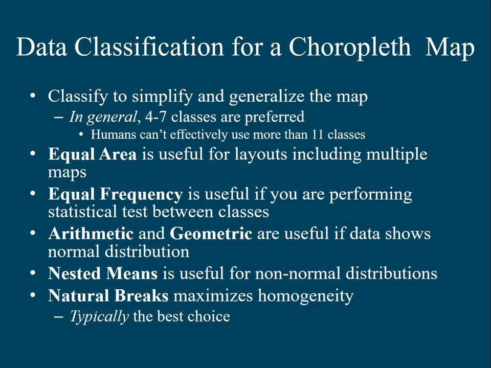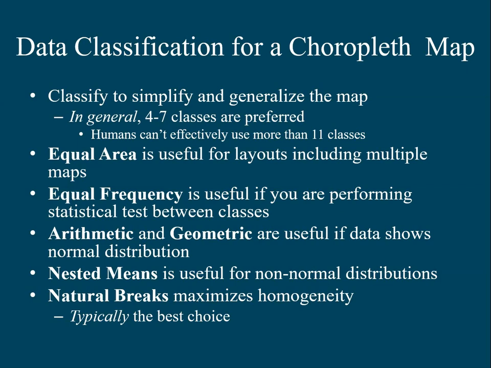Equal area is going to be useful for our choropleth maps or layouts that are going to be including multiple maps. So if we're going to be doing several different maps or a map series or showing different states, different areas, equal area is going to be best because it's going to preserve that area. Right, equal frequency is going to be useful if you are performing statistical tests between classes. Arithmetic and geometric are useful if data shows normal distributions. All right, so you don't want to use these if we have a lot of outliers or sporadic or chaotic types of data. Right, nested means is useful for non-normal distributions.